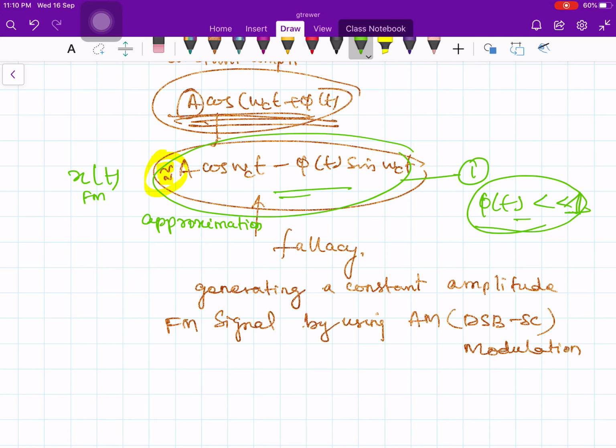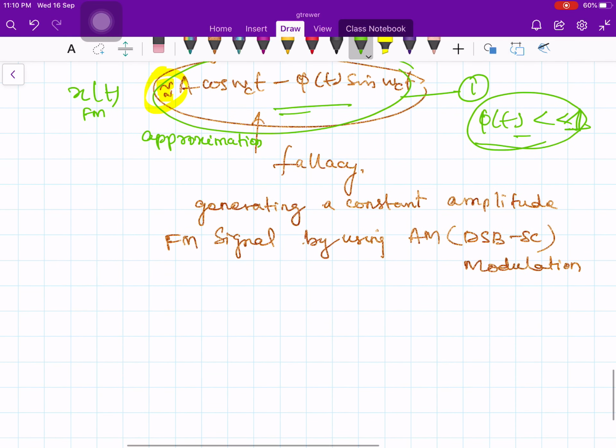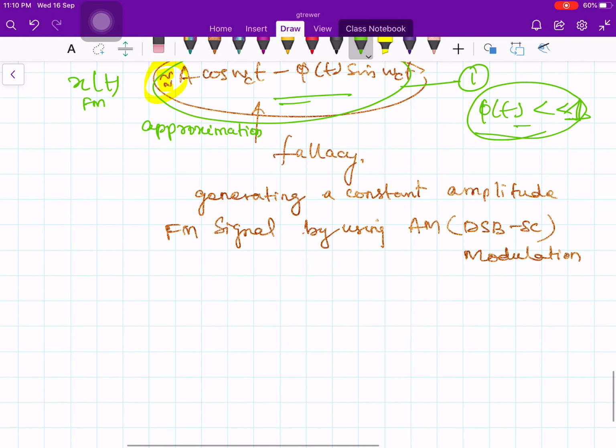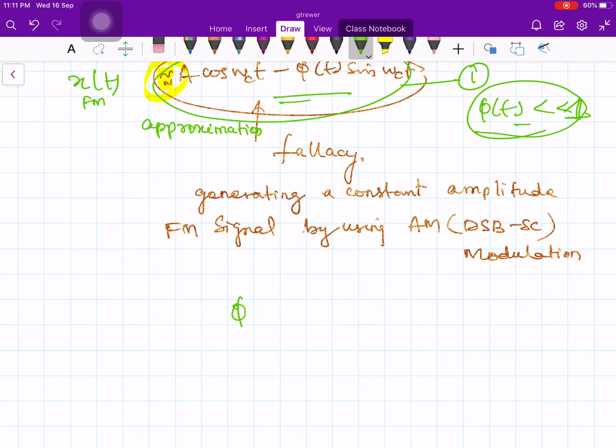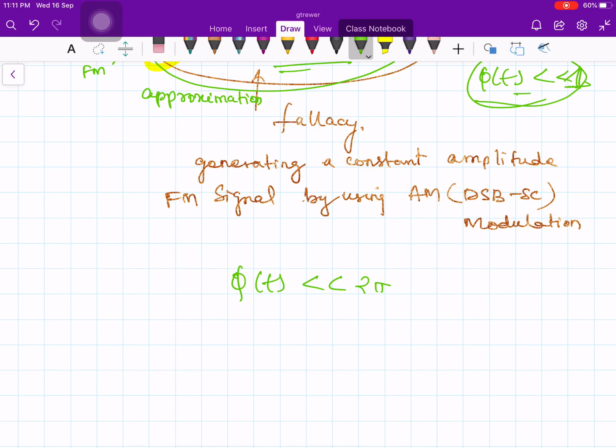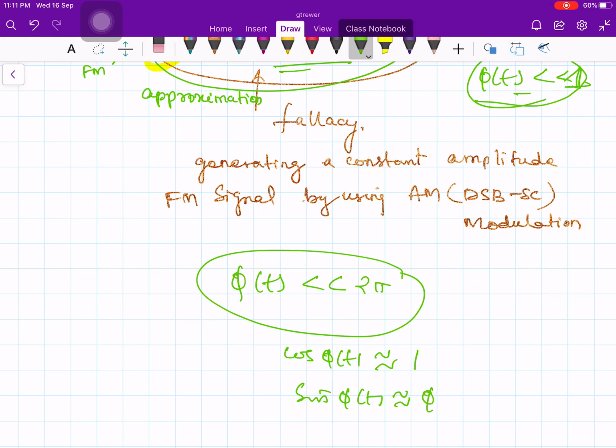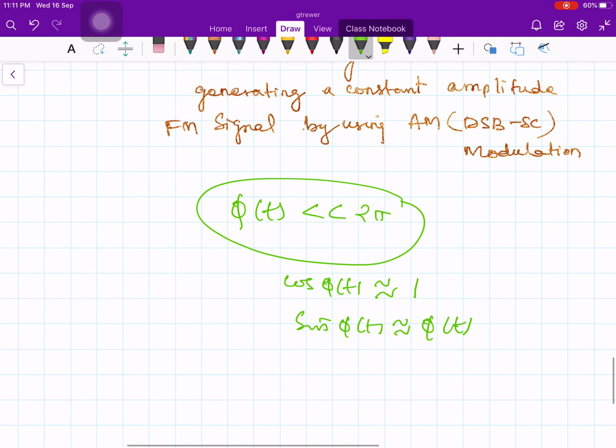Okay, now let me emphasize again, or rather a more precise way of saying it: phi of t must be much less than 2 pi radians. That is the more precise way of stating the condition, because under this condition your cos phi of t is 1 and sin phi of t is equal to phi of t itself. So under this condition you will get a narrowband FM approximation.